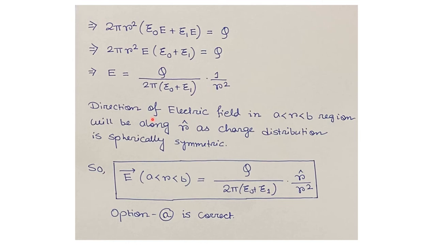The direction of the electric field in the region r greater than a but less than b will be along the radial direction, that is the r cap direction, as the charge distribution on the spherical shell surface is spherically symmetric. So the electric field vector in the region will be q by 2 pi times epsilon naught plus epsilon 1 times 1 by r square along the r cap direction. So our option A is correct.